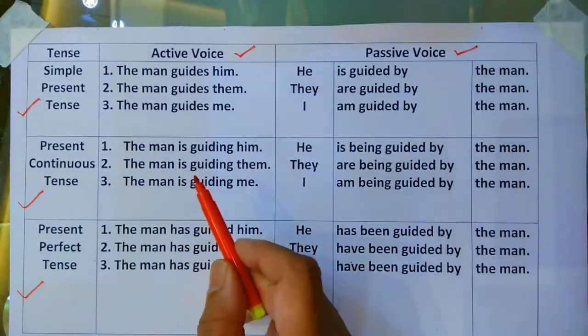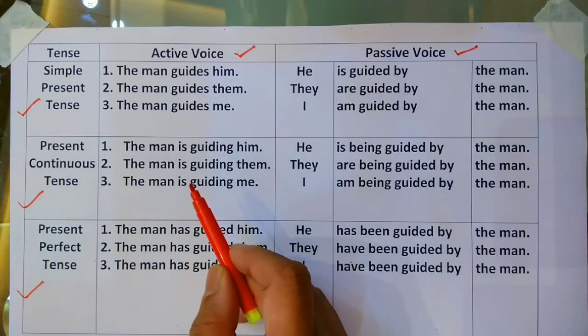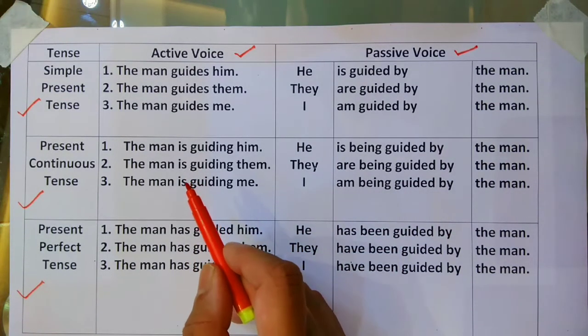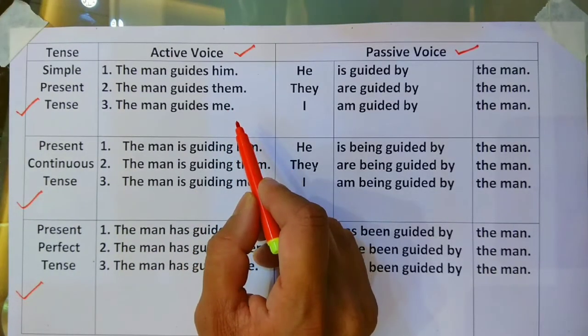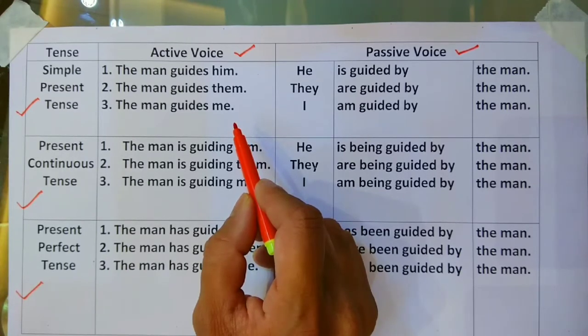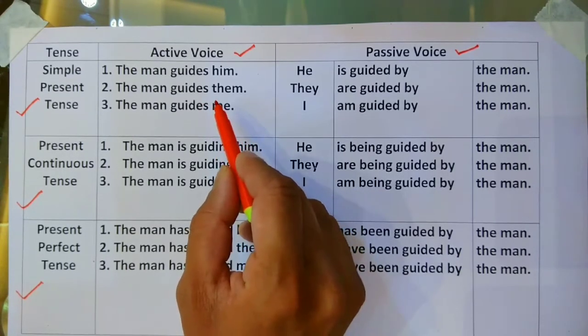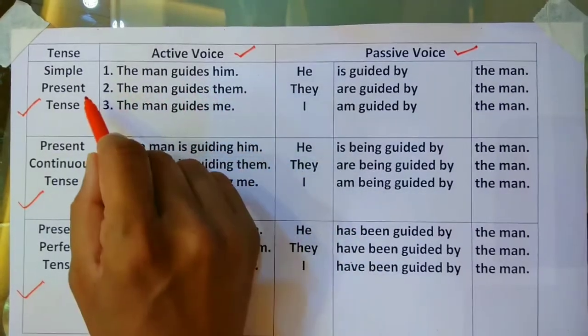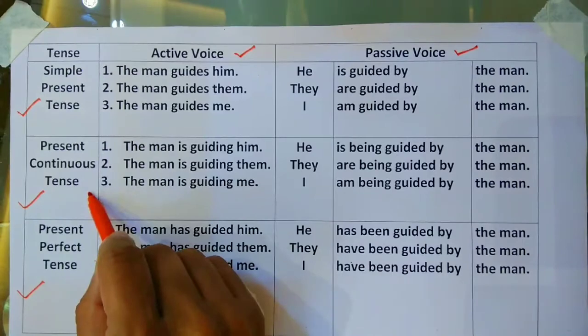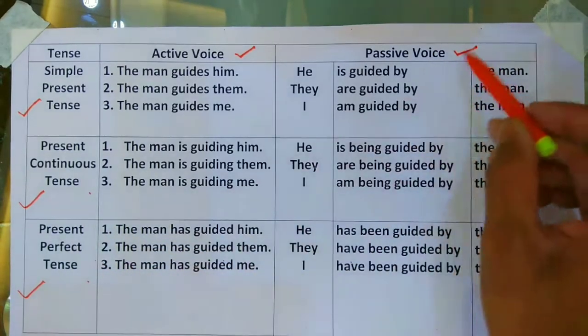I have purposefully, intentionally taken a variety of sentences so that you can understand how to convert the sentence from active voice from simple present tense, present continuous tense, and present perfect tense into passive voice.